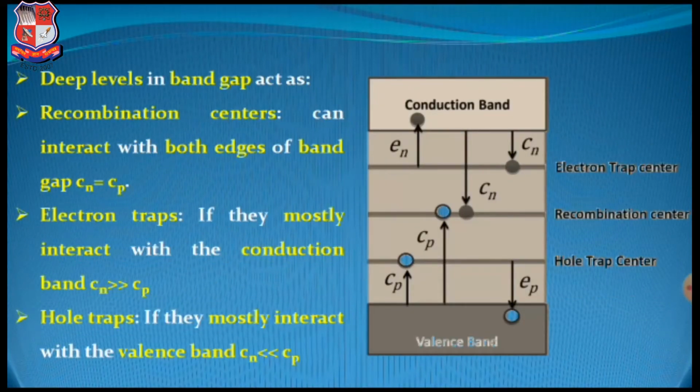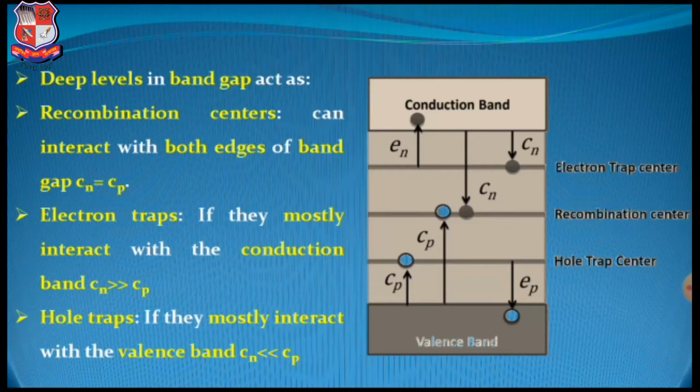So this is the deep levels in the band gap working figure, where the valence band is there, the conduction band, and we can say the intermediate band levels are very important, as they are working as a trap center for holes of the valence band and electrons of the conduction band.